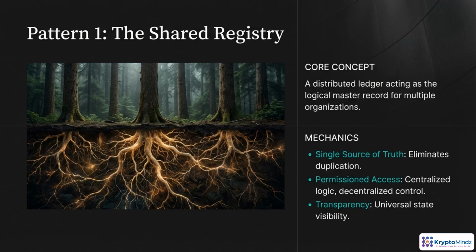The shared registry pattern treats the blockchain as the master record that multiple organizations rely on. Instead of everyone maintaining slightly different copies, they co-own one authoritative view of core data. Updates are written once and immediately reflected for all parties. Access is permissioned, so participation is controlled, but no single actor owns the truth. The outcome is consistent data, predictable governance, and an auditable history that everyone can verify.